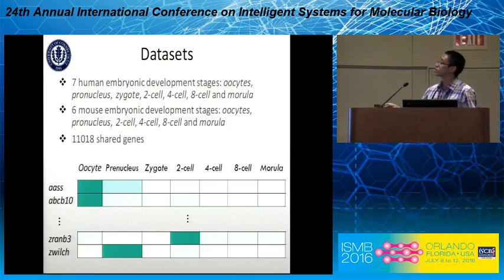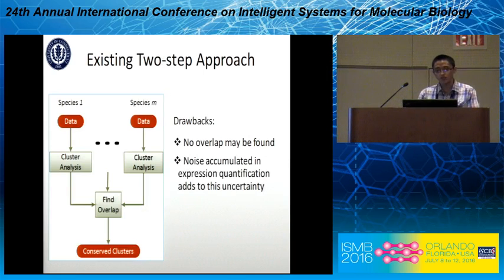between human and mouse. The traditional method that can do this is a very simple two-step approach. We first run cluster analysis for each data set individually, then identify co-regulated gene clusters specific to individual species. Then we try to calculate the overlap among the clusters resulting from individual species to identify the conserved gene co-regulation.